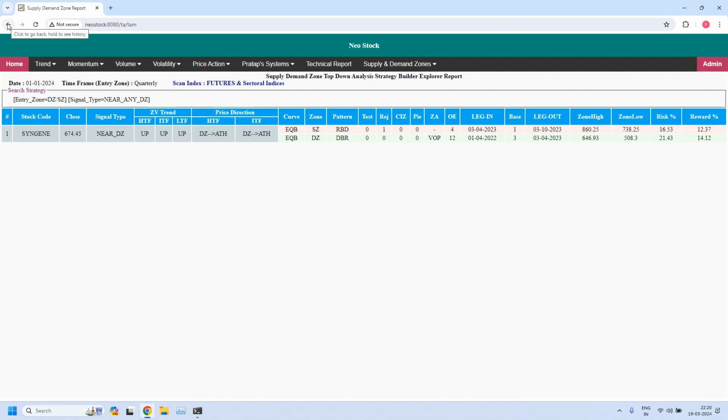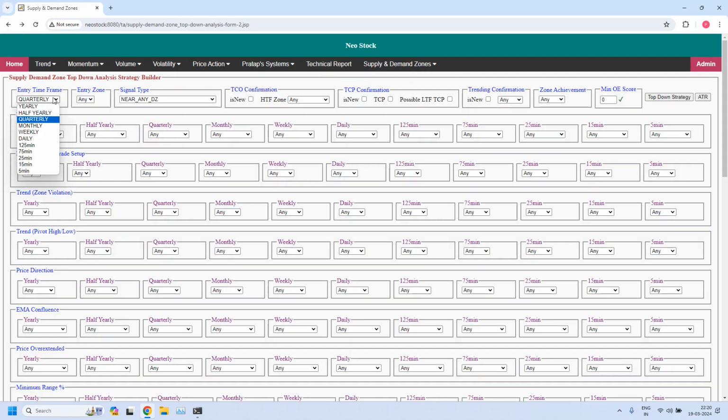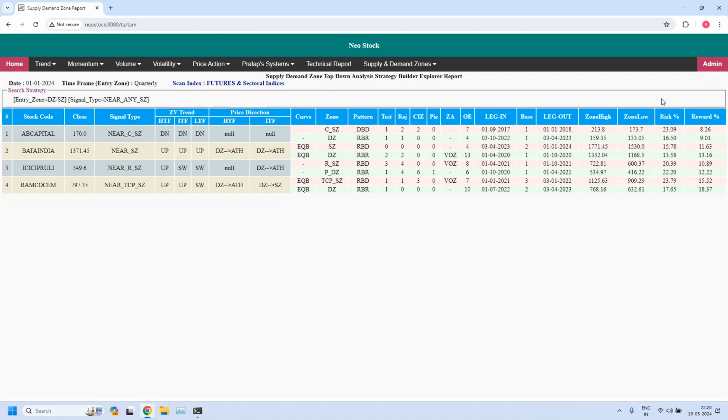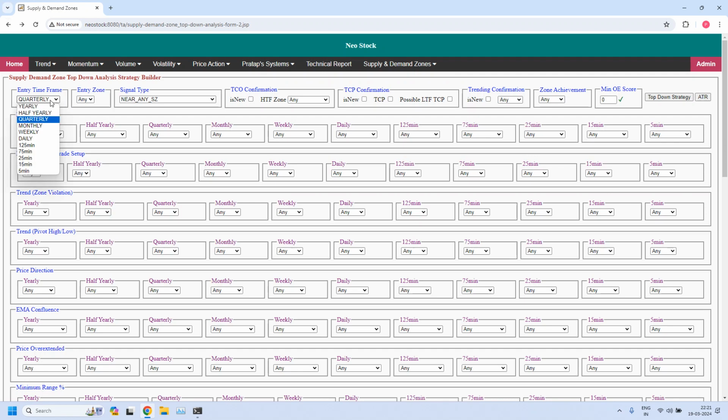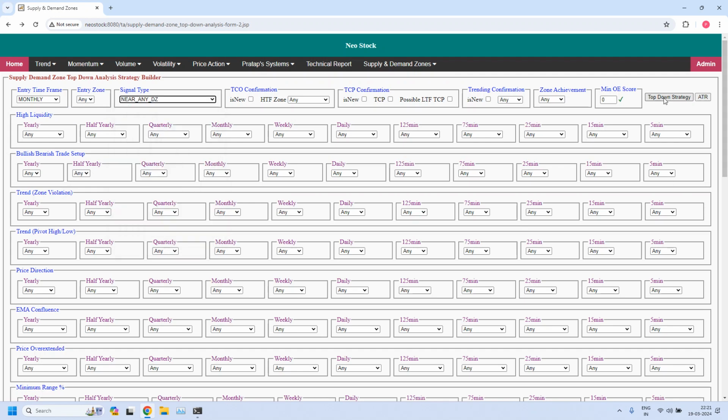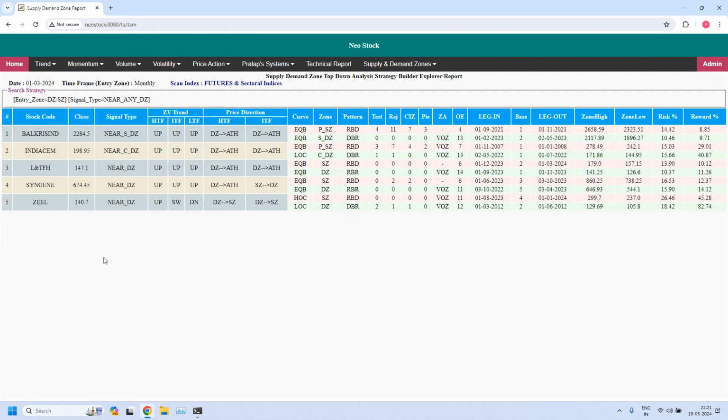So let me go back. For quarterly time frame, let us find the stocks near quarterly supply zone. So currently these 4 stocks are near the quarterly supply zone. So I am going back, changing the time frame to monthly. Let us find the stocks near monthly demand zone. So these 5 stocks are filtered.